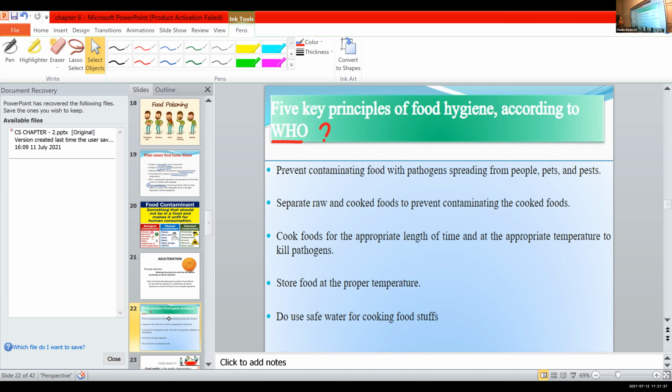And we should follow the appropriate length of time for cooking. Otherwise, the pathogens, the microorganisms will remain in our food and it leads to foodborne illnesses, diarrhea, and all. Okay? Food poisoning, food intoxication. We learned about salmonella, staphylococcus, right?